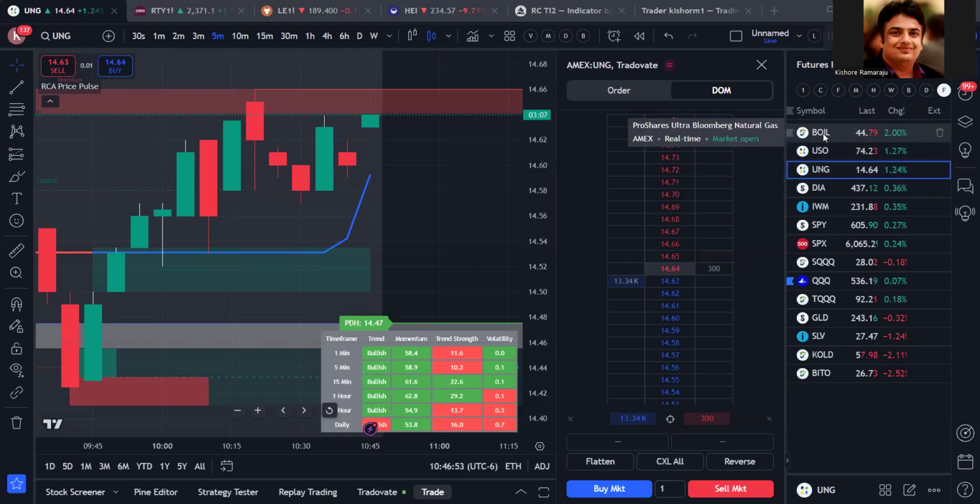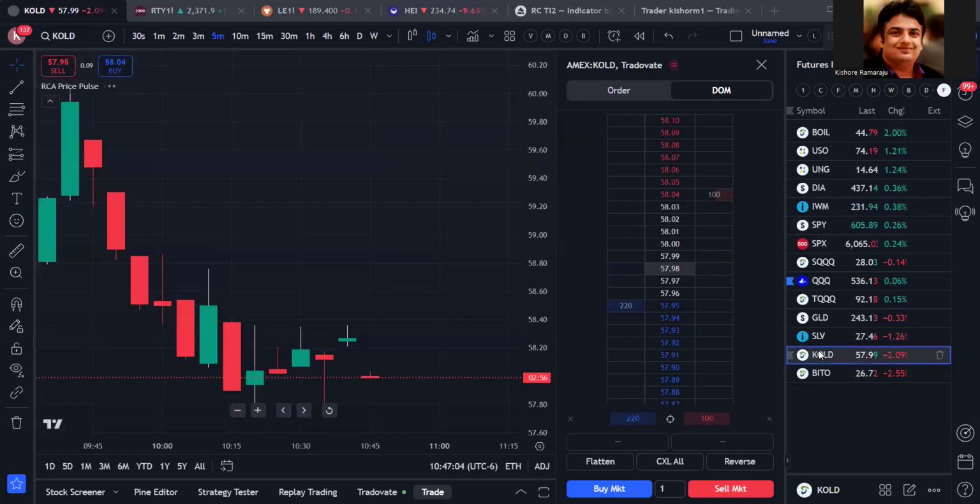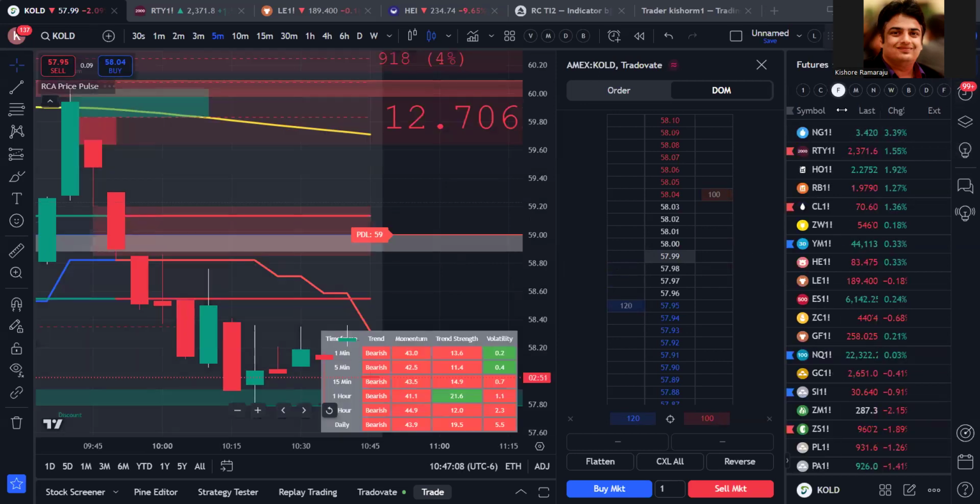BOIL and UNG are the direct ETFs, whereas KOLD is the reverse ETF for natural gas. That means if UNG and BOIL are going up, KOLD will go down. You can buy the puts for KOLD if natural gas is very, very bullish.